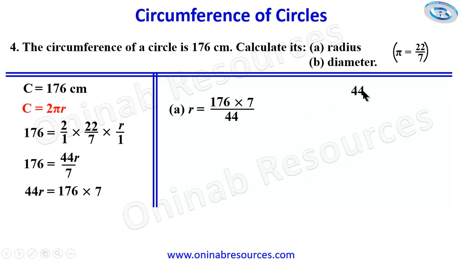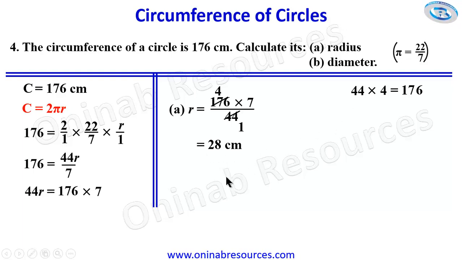We'll multiply 44 times 4. 4 times 4 is 16. You write 6 and carry 1. 4 times 4 is 16 plus 1 will give you 17. So we have 176, which means if you divide 176 by 44, we are going to have 4 here. So 44 divided by 44 gives 1, and 176 divided by 44 gives 4. 4 times 7 gives 28, which represents the radius as 28 centimeters.